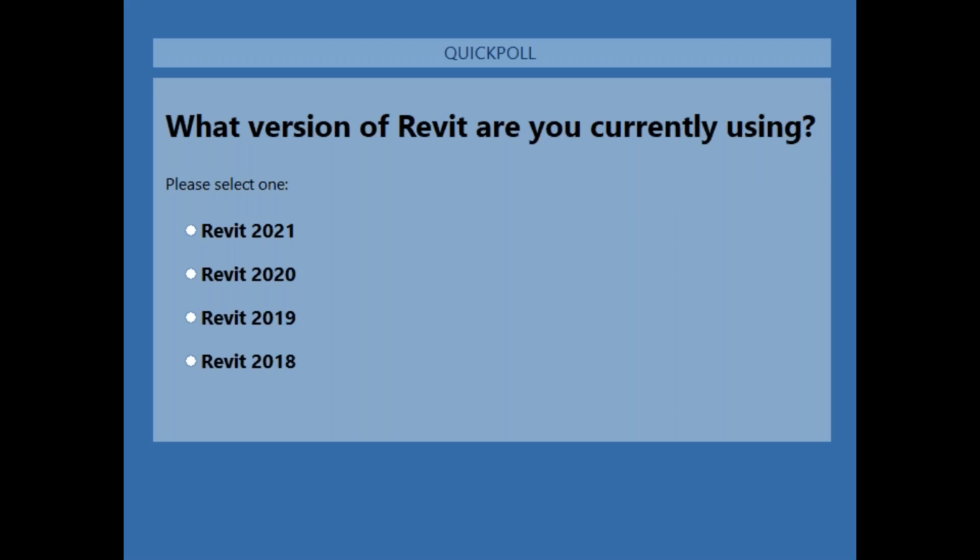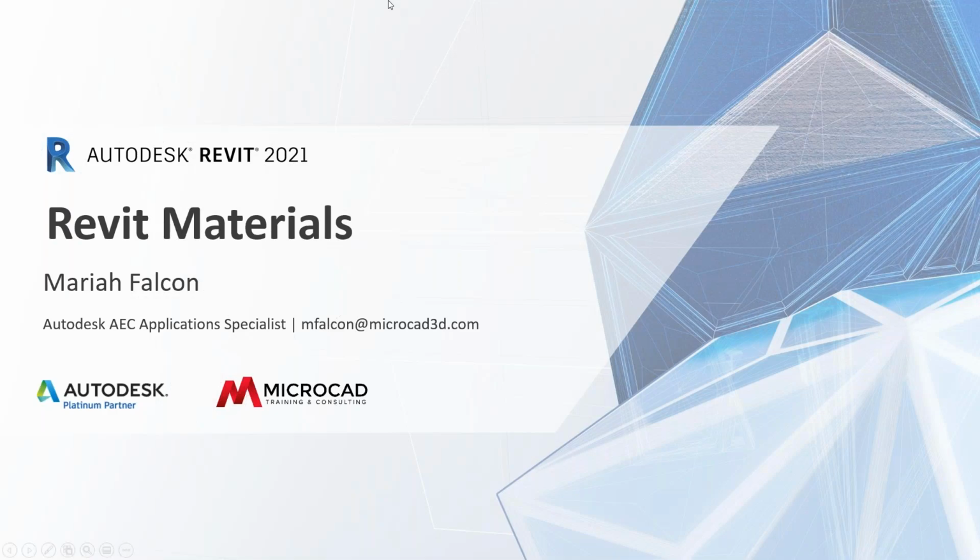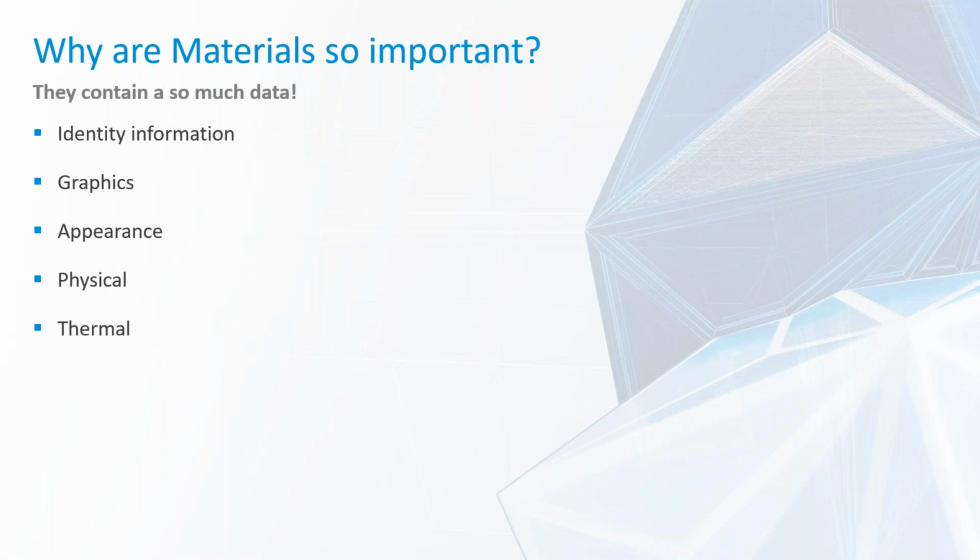I'm going to dive into our PowerPoint here. A few things to begin with. Why are materials so important? They have so much data available to them. Materials obviously are great for rendering purposes. I know that's the information that a lot of people talk about. But they also are great for cost estimating. You can actually tie that information in.